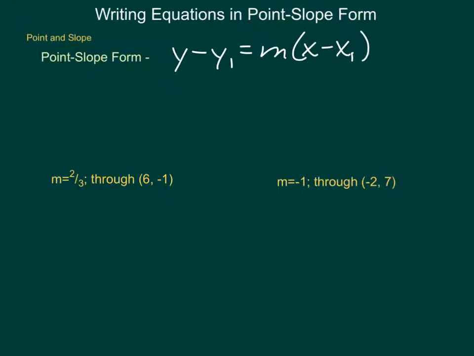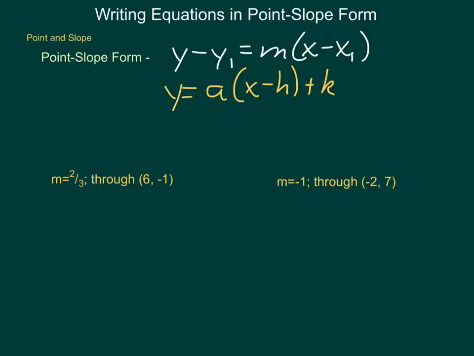Now, a small variation of this that is seen quite often in math also is the form y equals a times x minus h plus k, where h and k represent some point on the line, and a is the slope, or more generally called the vertical stretch factor.